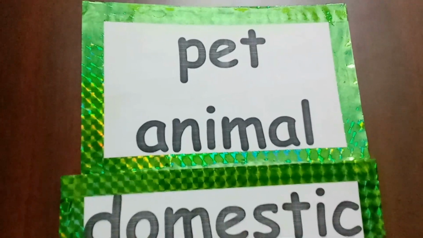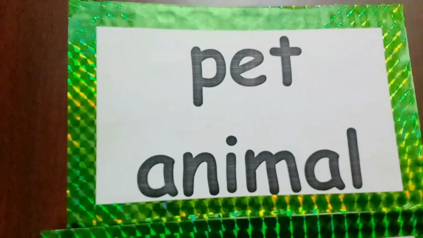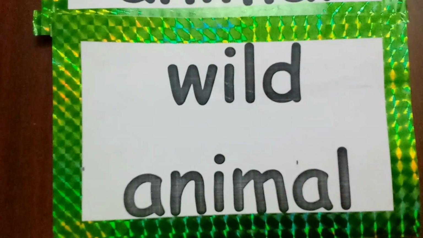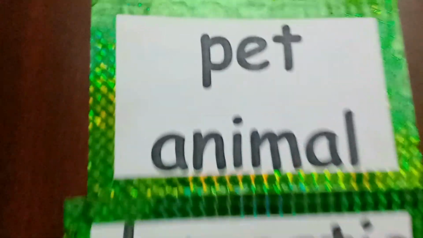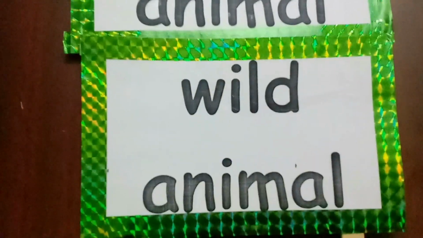So we have three types of animals: pet animal, domestic animal and wild animal. Once again, pet animal, domestic animal and wild animal.